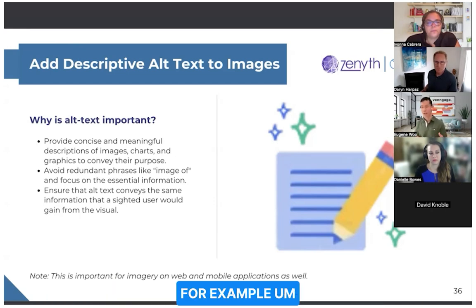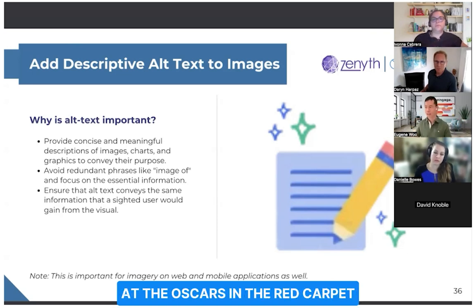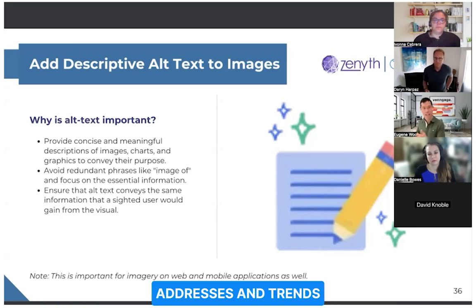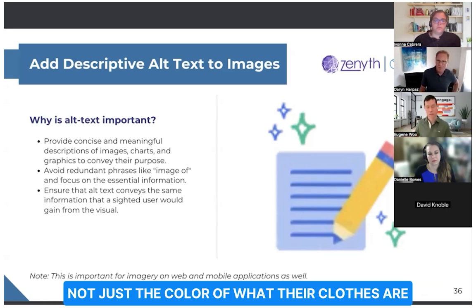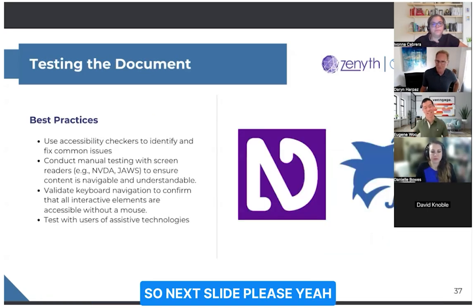For example, there's an example, I think in the New York Times, where the image description of an actor at the Oscars, on the red carpet, goes into the details of how certain actors are dressed in certain trends, and they talk about things that are fairly subjective, not just the color of what their clothes are, but also all the commentary around that. Right. So next slide, please.